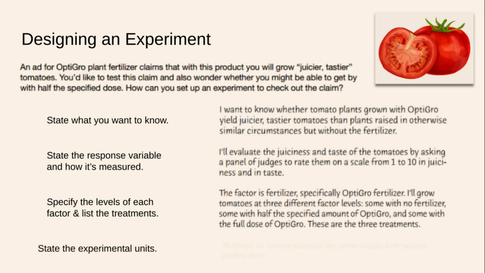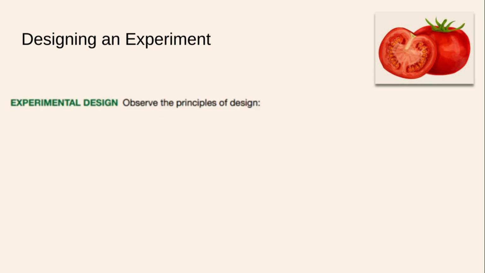And then we state the experimental units. The experimental units are 24 tomato plants of the same variety from a local garden store. And hopefully those plants are as similar as possible to avoid bias. Now we want to observe the principles of good experimental design. As before, we don't need to block quite yet. There will be an instance later on in which we'll need to block in this experiment, but we don't know that yet. So we'll observe the first 3.